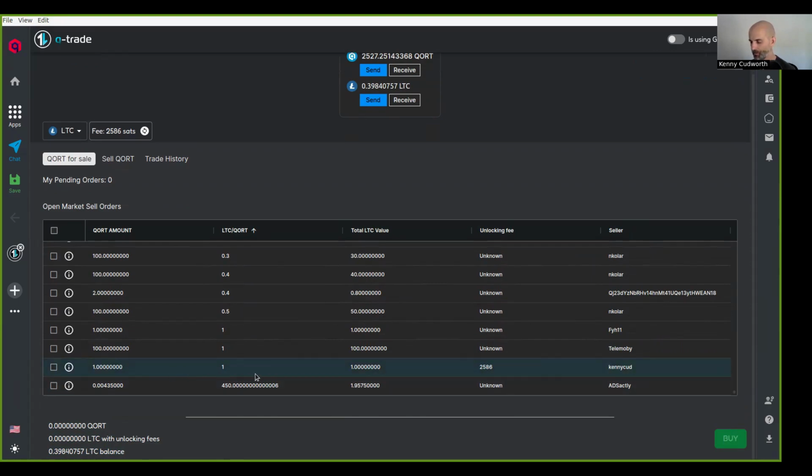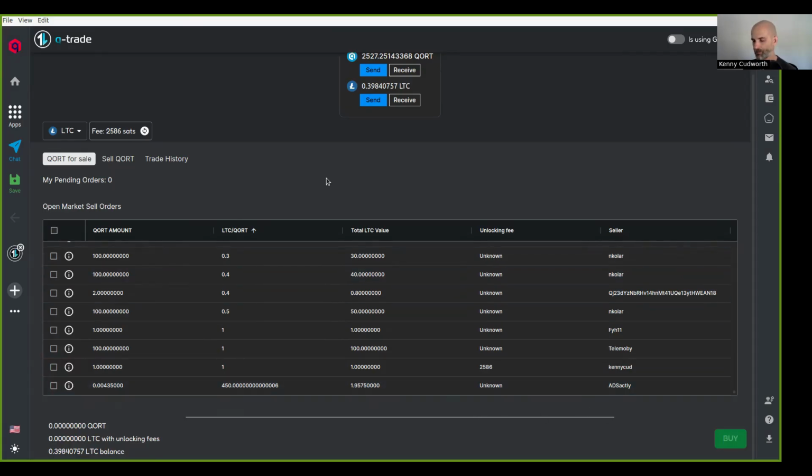1 quart for one Litecoin, which is an extremely high price, but this is for demonstration purposes only because I plan on canceling it anyways. And you'll see that the fee that I selected, 2586. So that is letting buyers know that in order to match my trade, they're going to have to put up one Litecoin for my quart, and in addition to that, they're going to have their unlocking fee set to 2,586, just like mine is set to 2,586.